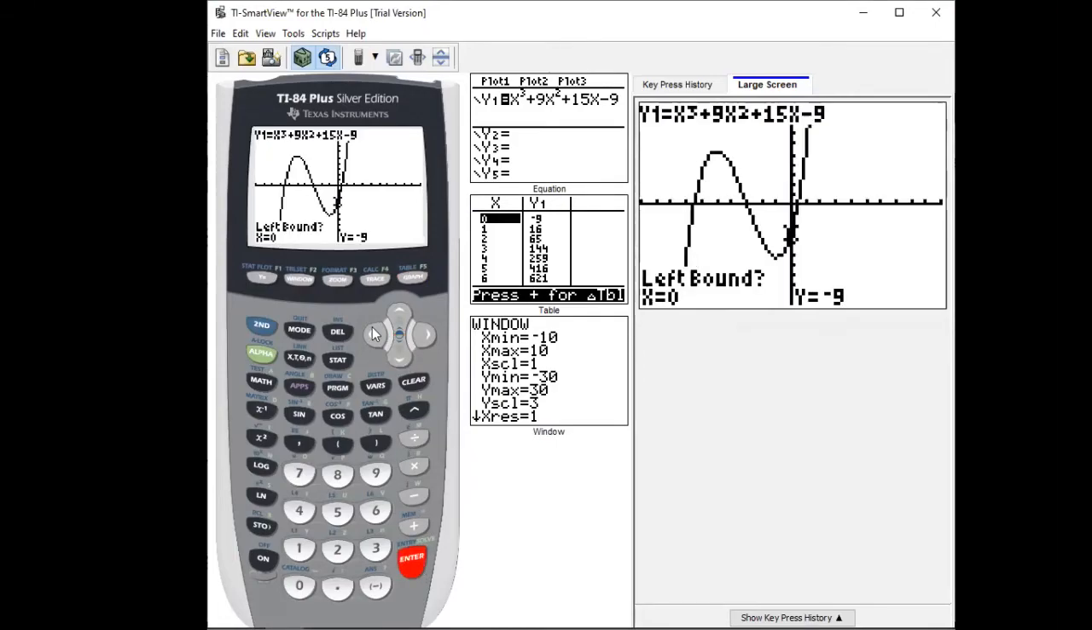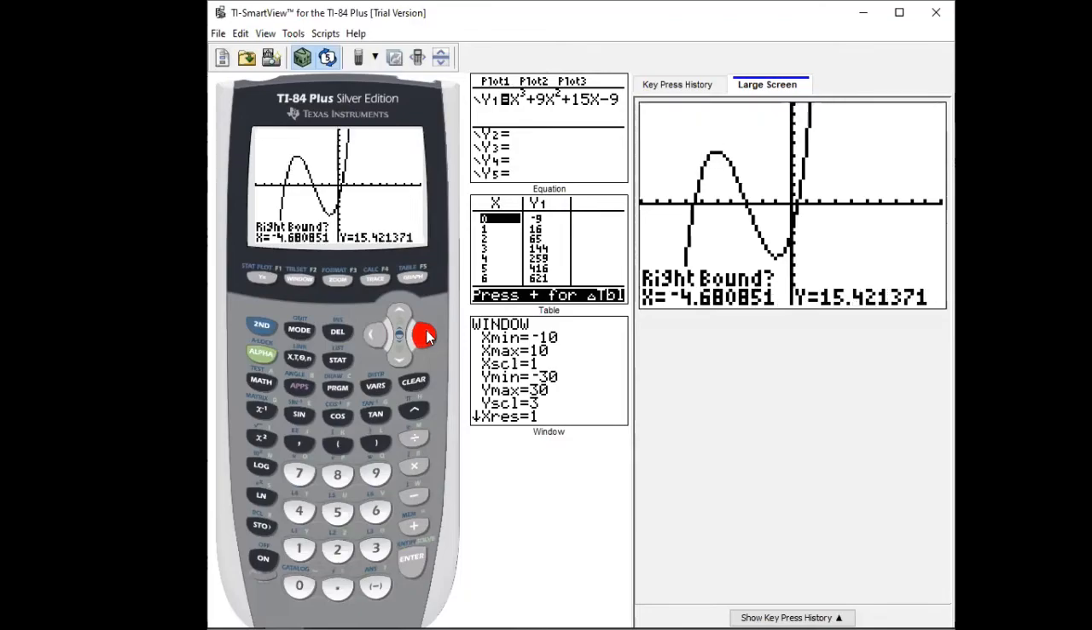And now, once again, just like with the zeros, left bound. So you're going to go to the top of the hill, and you're going to go to the left of the top of the hill. So somewhere around there. Hit enter. That's your left bound. Now you're going to go to the right of the top of the hill. So past the top of the hill and go over to the right. And now click enter again. And then again, it asks you for a guess. Now I should be at the top of the hill.